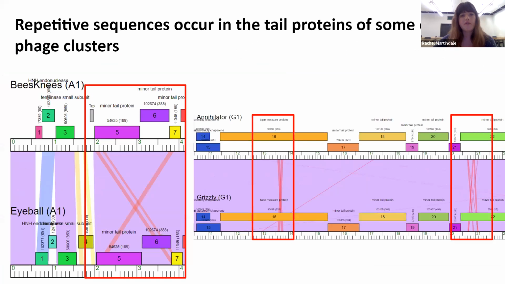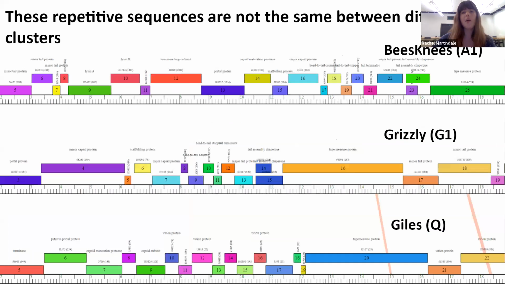So we looked at some other PhamRater maps of different clusters and saw that these repetitive sequences aren't all that uncommon when you're looking at minor tail proteins and tape measure proteins. But when you compare cluster Q phages with the clusters I showed you earlier, you see that you're not seeing those repetitive sequences between these different clusters. So they're not the same sequences happening.